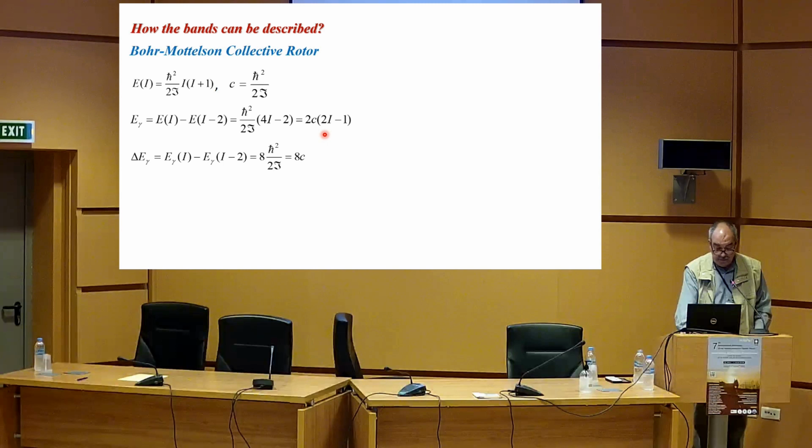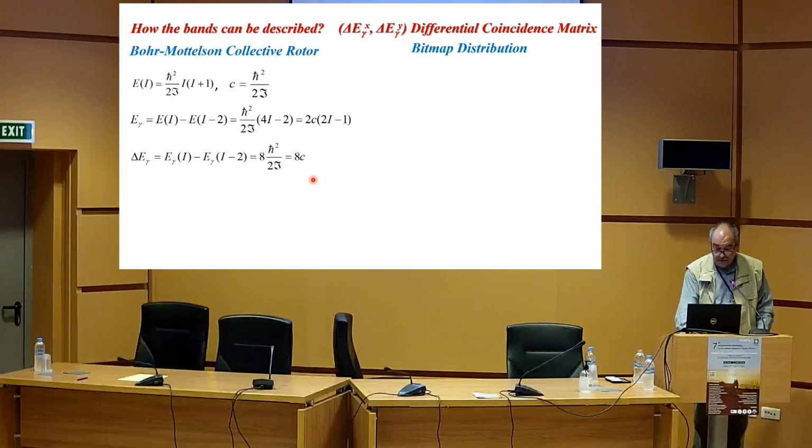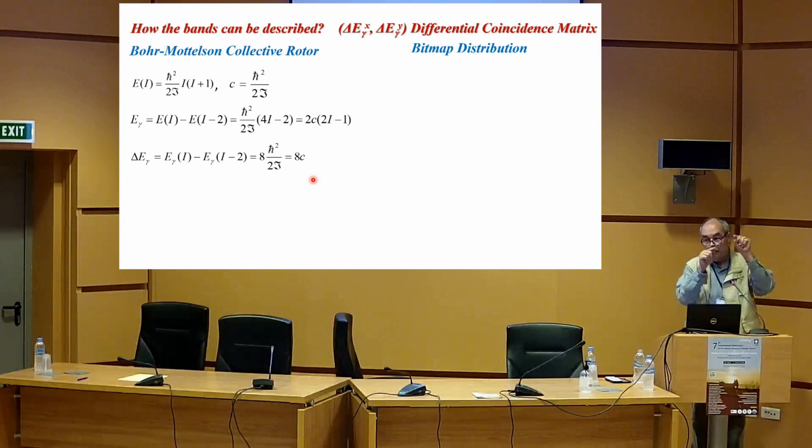Now, if we have an ideal rotor, all these dependencies are going to be sharp, so that's a pure parabola, that's a pure linear, and that's a constant. Now, I would like to use the last relation of the delta gamma as a magnifying glass. What I'm doing is this delta gamma x, delta gamma y differential coincidence matrix. It's a simple thing. I'm taking all the coincidences in the level scheme, and I am doing the differences between each pair of coincidences. So that's a differential coincidence matrix-like pattern.